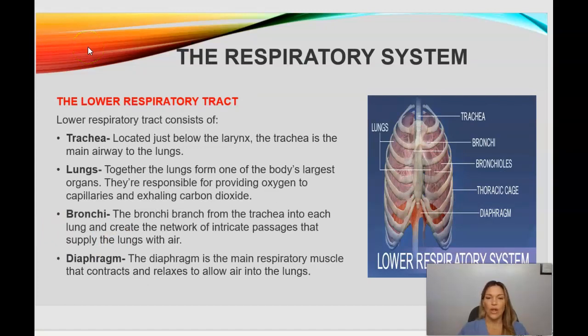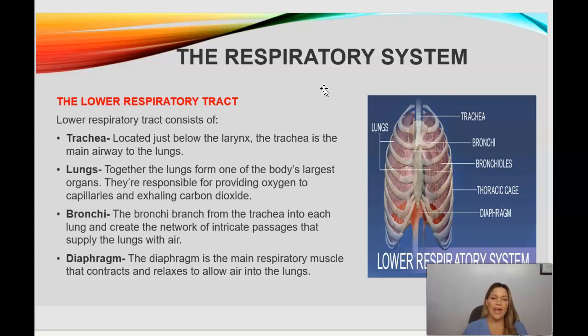So the lower respiratory tract, you can see a diagram of it here. Some of these organs that we're going to talk about: the trachea is located just below the larynx, and this is the main airway to the lungs. Then of course we have the lungs, and together the lungs form one of the body's largest organs, and they're responsible for providing oxygen to capillaries and exhaling carbon dioxide.